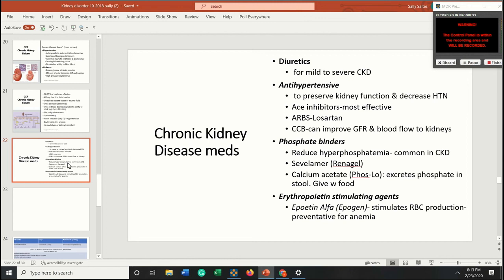Epogen as well. So Epogen, if their RBCs are starting to show a decrease in production, then we can give Epogen, and that stimulates the red blood cell production. And that's just if someone is anemic and if they're asymptomatic. So it's a very expensive medication. It's given sub-Q, this one, and it really is mostly for the dialysis patient.